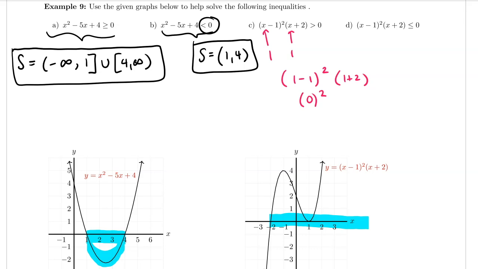So it's going to be 0 squared times 3, which is just going to end up being 0. And 0 is not greater than 0, meaning that 1 is not in our solution set.